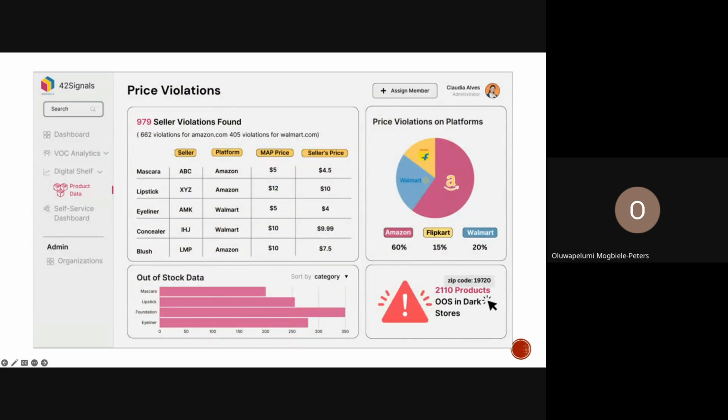Another type of competitive analysis is pricing. I saw this somewhere and I said, let me bring it in. You see something like this and you already know that, okay, Seller ABC is selling mascara on Amazon. The MAP price is $5. The seller price is $4.5. He's selling lipstick on Amazon, $12, selling it for $10. Now, if you are putting your own product in the market, you already have an idea of what the price range is on each platform. So if you are going to this platform, you already have an idea of what my pricing should be like.